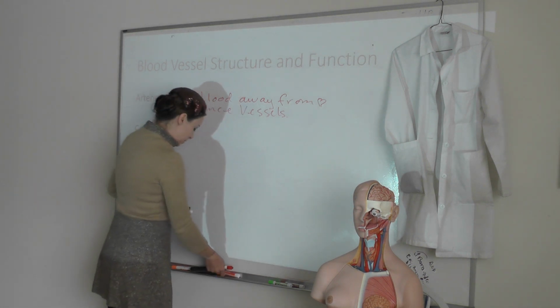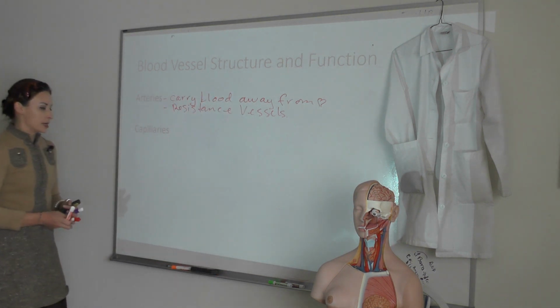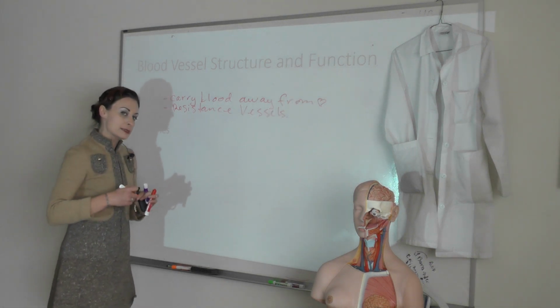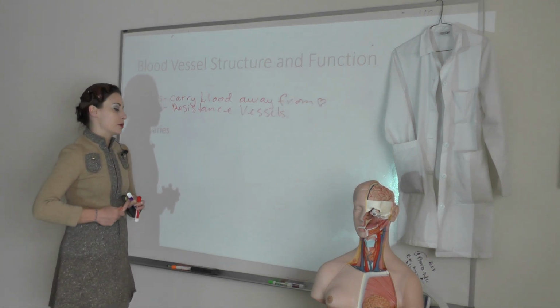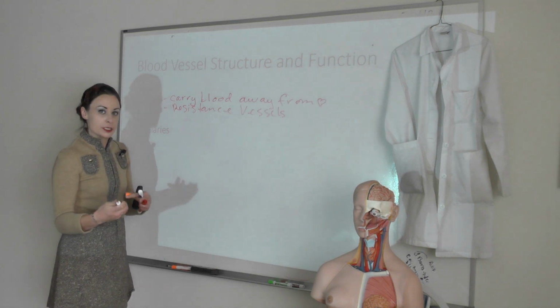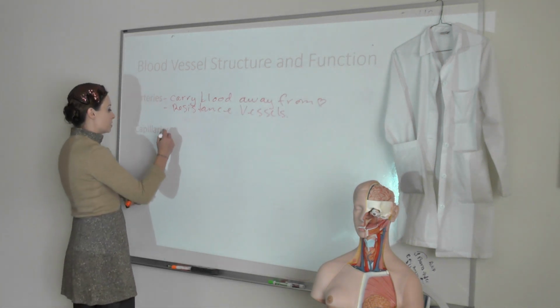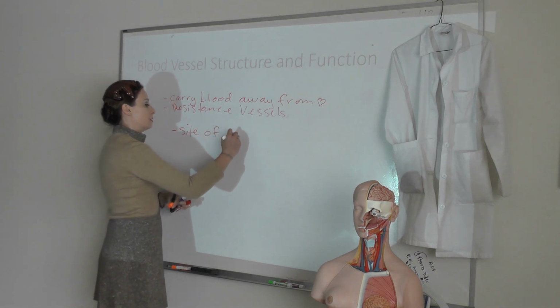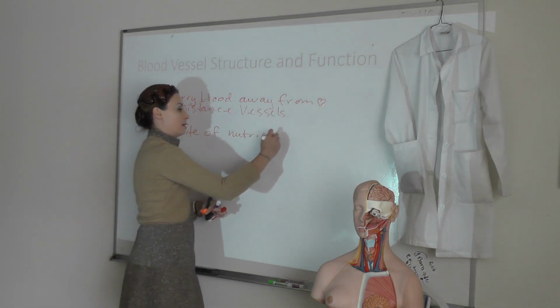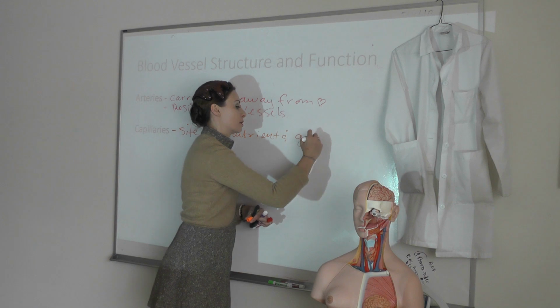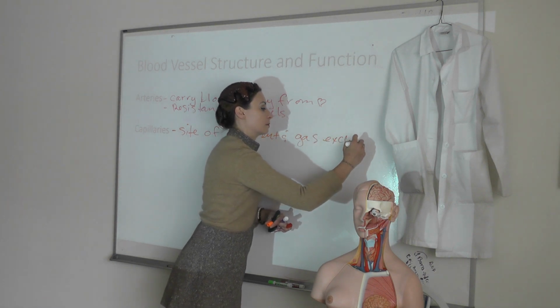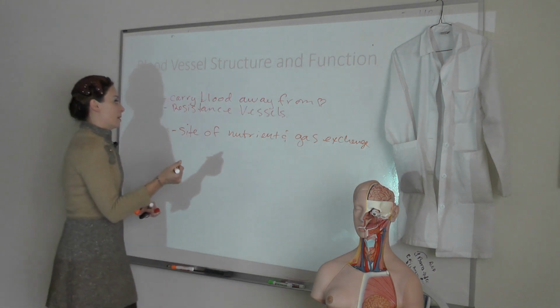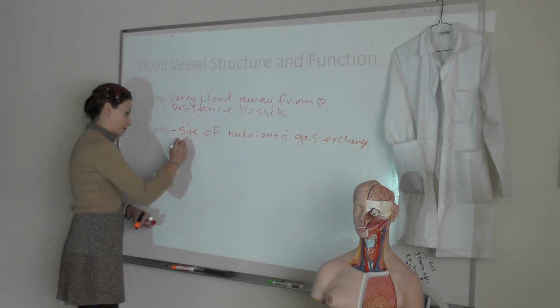Our next type of blood vessel are the exchange vessels, the capillaries. These are our smallest vessels, and this is going to be the site of nutrient and gas exchange for the tissues. So this is the site of nutrient and gas exchange, and thus we call them exchange vessels.